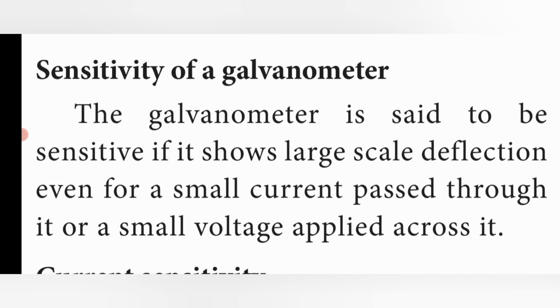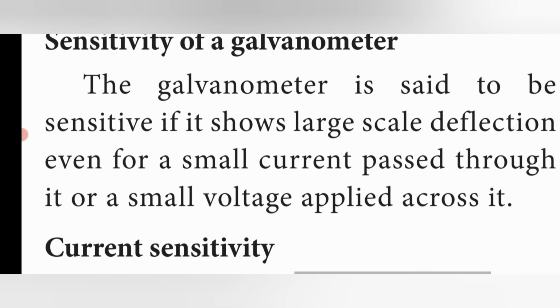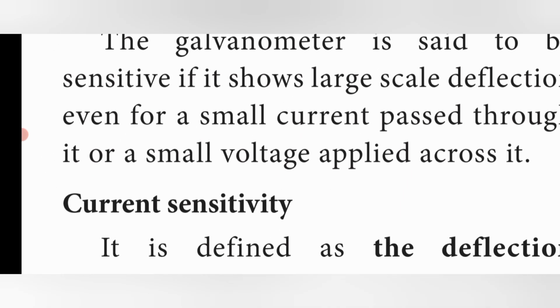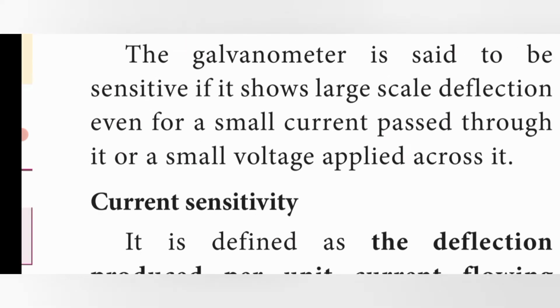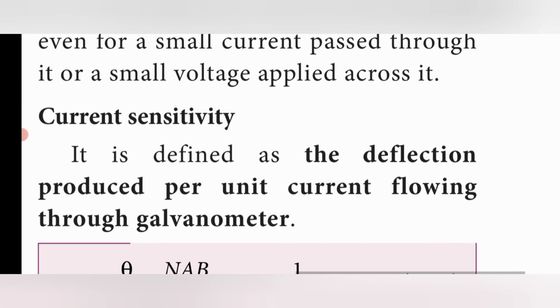So sensitivity of a galvanometer means the large scale deflection which can be produced by applying a very small amount of current or a small amount of voltage. That is called the sensitivity of a galvanometer. There are two kinds of sensitivity: current sensitivity and voltage sensitivity. First we will see the current sensitivity here.